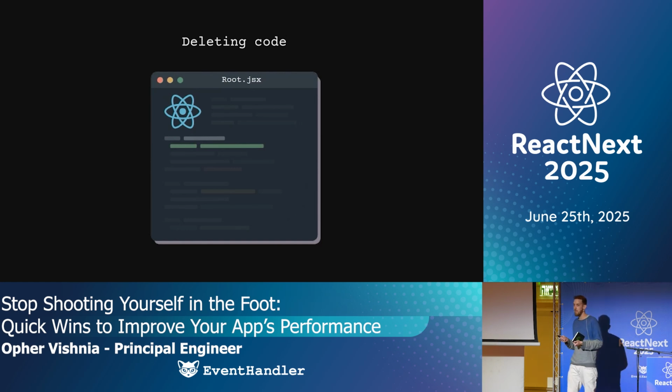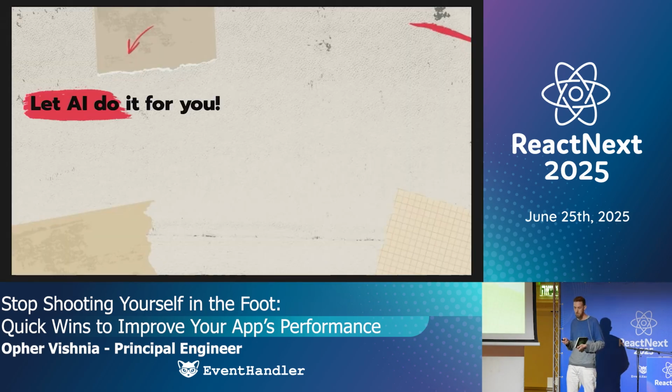Now, you might say, this sounds like a lot of manual work, to which I say, obviously, so let AI do it for you. And I managed to talk 25 minutes without mentioning AI, so that's quite a success, I would say. But if you just tell an AI agent, solve the performance issues for me, it won't know what to do. It won't achieve any results.